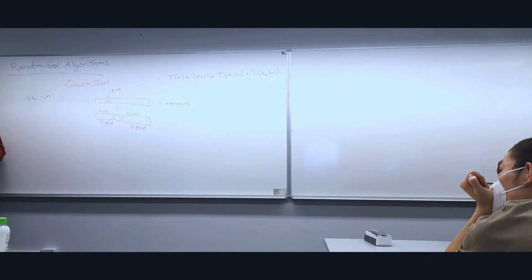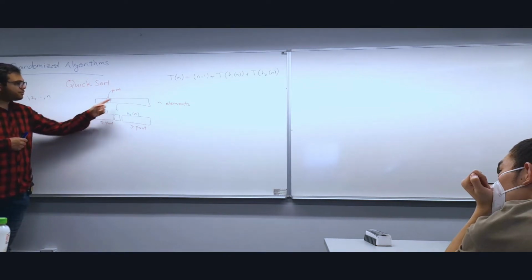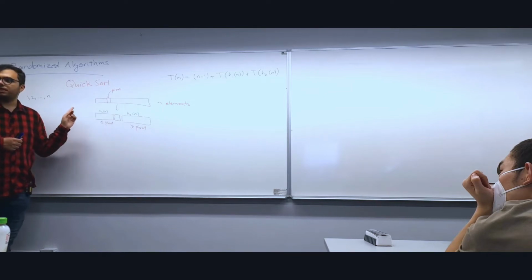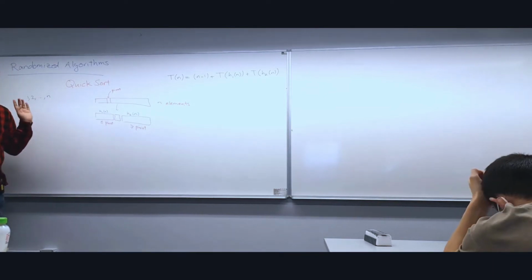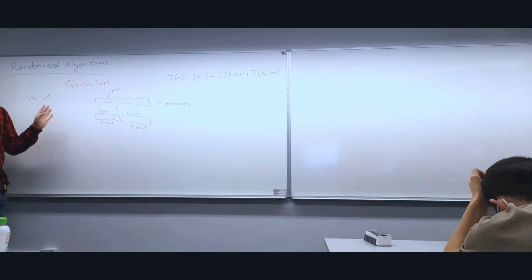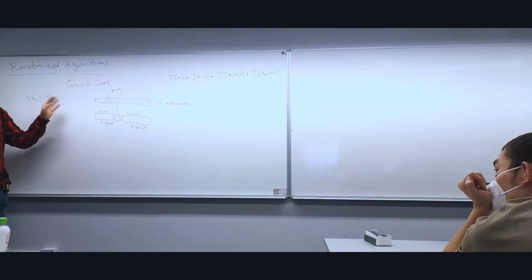So I want to allow my algorithm to generate random numbers or to access some source of random numbers. Okay. So specifically here in QuickSort, I want to ask my algorithm to choose the pivot uniformly at random. Okay, so there is no randomness in my input. All the randomness is in my algorithm. And this is something that we will keep for the rest of this module.